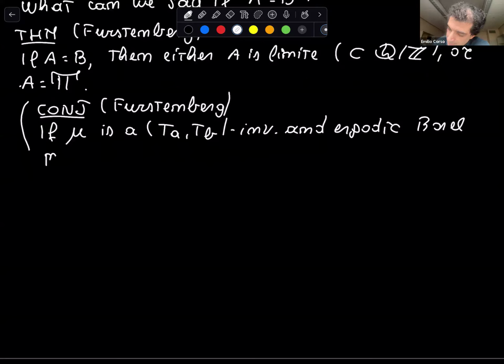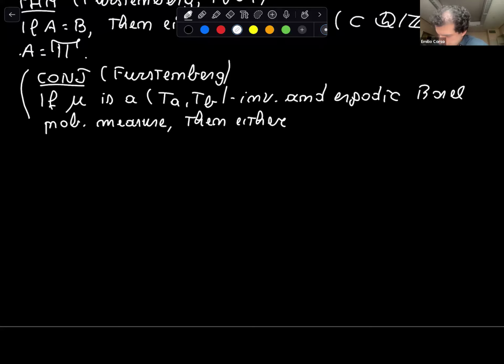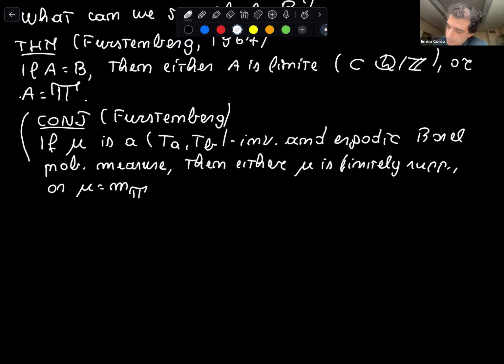Or a probability measure. Then either mu is finitely supported, which can surely happen. For instance, the Dirac mass at 0 certainly satisfies this condition. Mu is finitely supported on finitely many rational points. Or mu is the Haar measure on T.